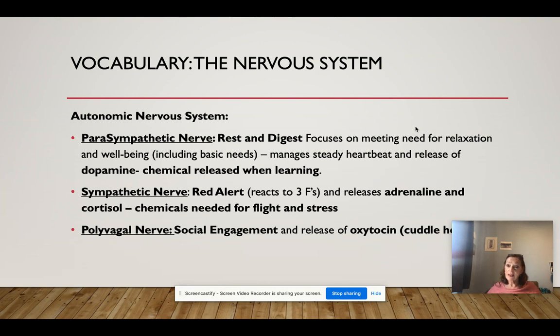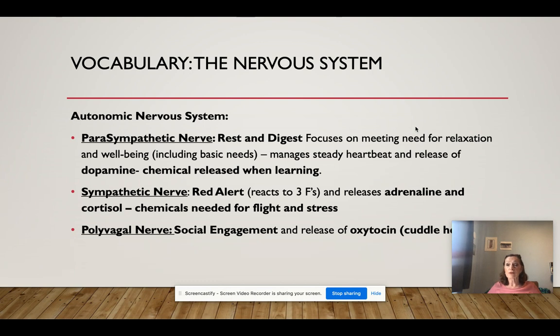Now, the sympathetic nerve is the red alert. That's fight, flight, freeze. We need to get some adrenaline going because you need to move. You need to get out of here. This is really important. This is an unsafe situation.